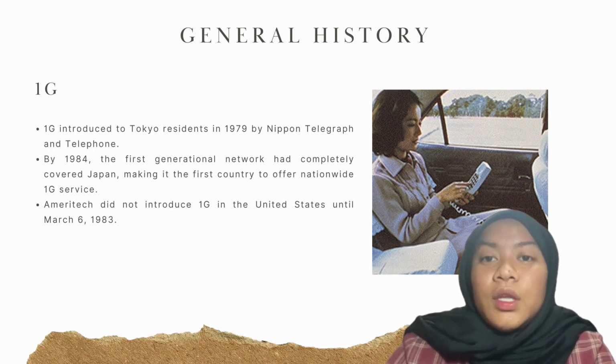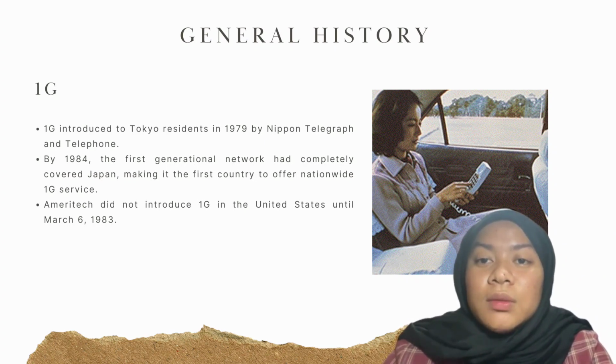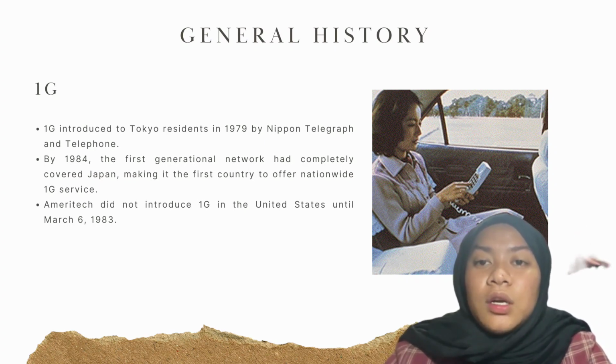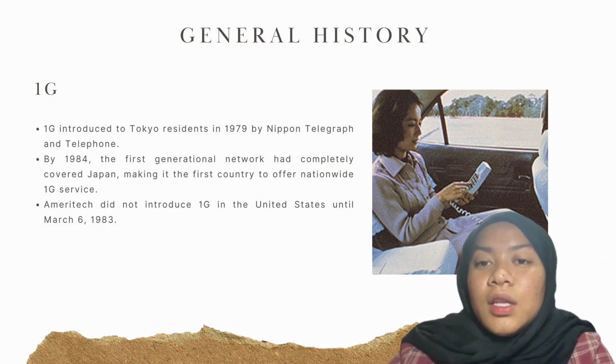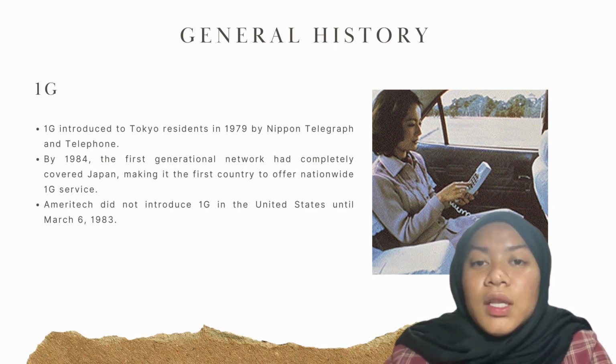Hi, I'm Norsharai binti Mohapong. I would like to present about the general history from 1G until 3G, and it will be continued by the next presenter about 4G and 5G. 1G was introduced to Tokyo residents in 1979 by Nippon Telegraph and Telephone. The first generation network had been completely covered. Japan was the first country that offered nationwide 1G service in 1984. In 1983, Ameritech had not yet introduced 1G in the United States until it was introduced on 6 March 1983.